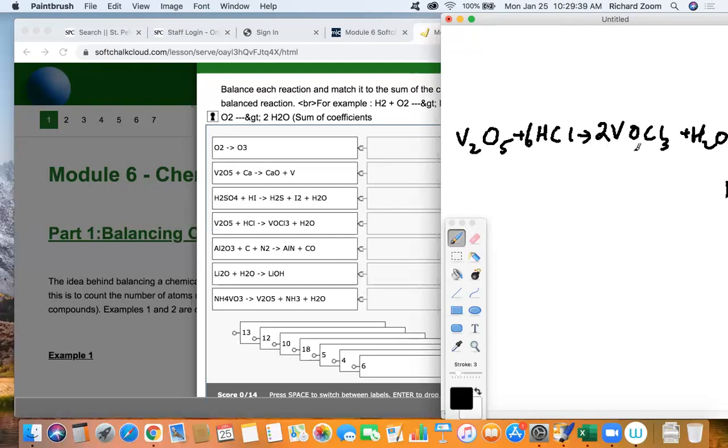We have 2 oxygens already on this side. If I put a 3 in front of the H2O, it turns out that that gives us the 6 hydrogens we need, but it also gives us a total of 5 oxygens as well. So 2 plus 3 is 5. So you've got to be careful about that as well. Make sure you're counting all the oxygens. Does anybody have any questions?